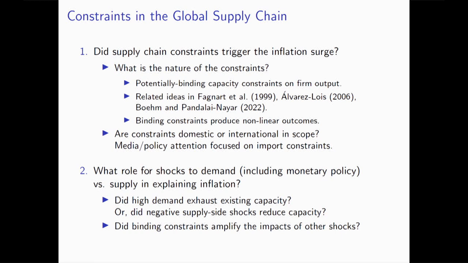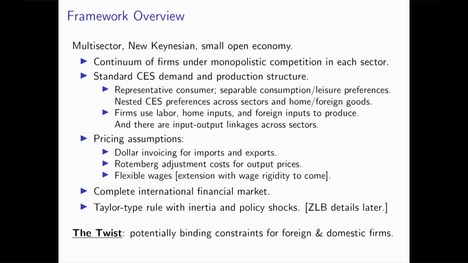The second question we'd like to understand is why were capacity constraints binding? Were they binding because there were negative shocks to supply that reduced our capacity to produce? Or were they binding because demand was exploding and that was making the existing capacity insufficient to produce what we were demanding? Those are the two main questions that we want to explore.